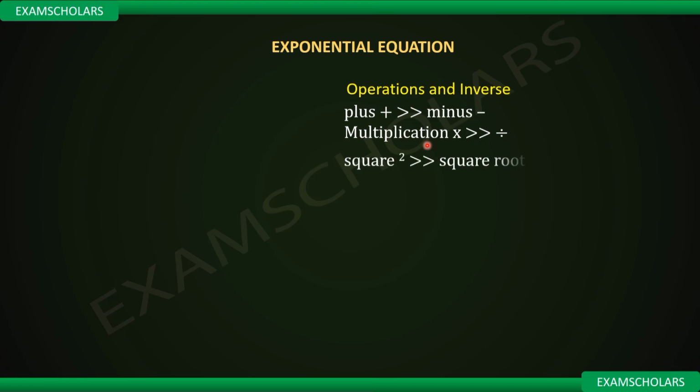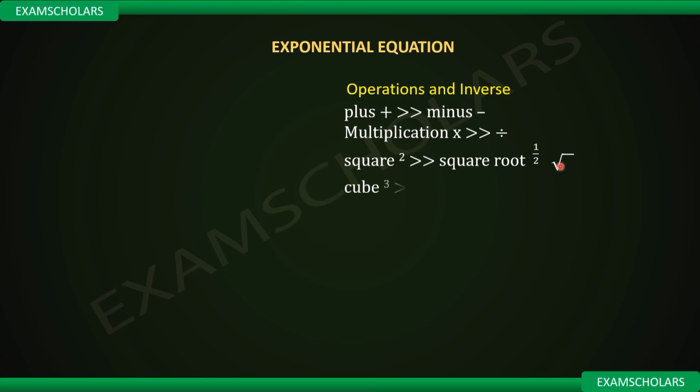Then you have square. What is the inverse of square? Square simply means you raise the power of something by 2. The inverse is what? Square root. And what is the meaning of square root? You raise the power by what? 1 over 2. This is the symbol of square root here.